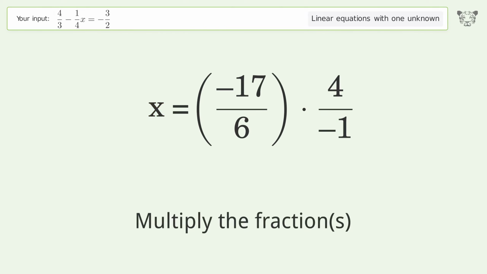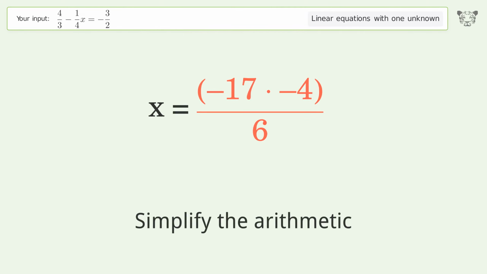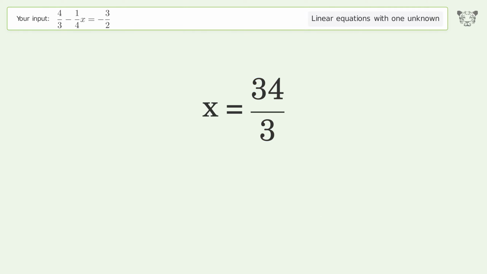Multiply the fractions. Simplify the arithmetic. And so the final result is x equals 34/3.